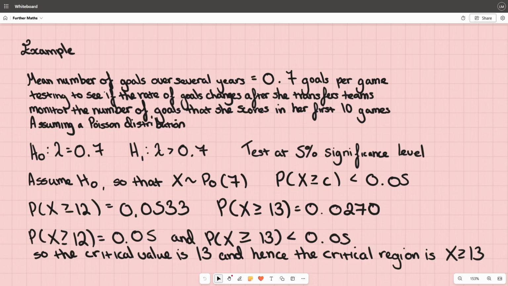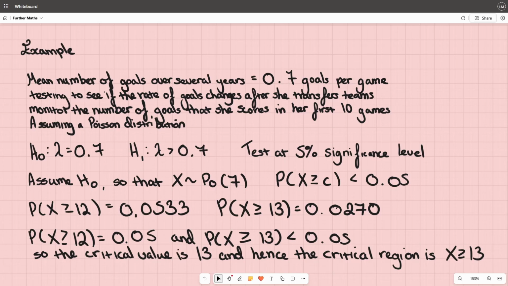So then you have to write that the probability of x being greater than or equal to 12 is 0.0533, but the probability of x being greater than or equal to 13 is less than 0.05. So the critical value is 13, and hence the critical region is x greater than or equal to 13.